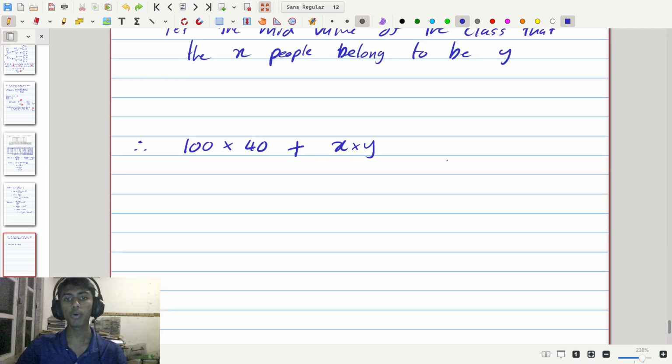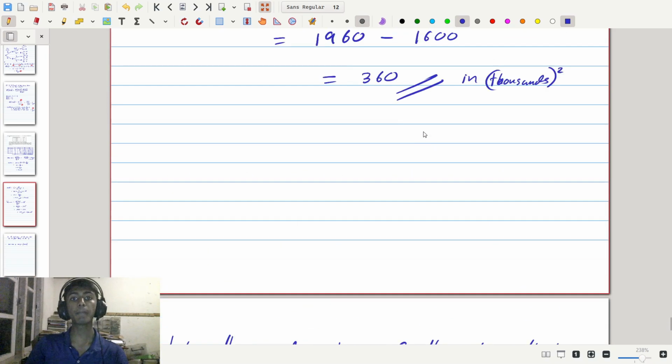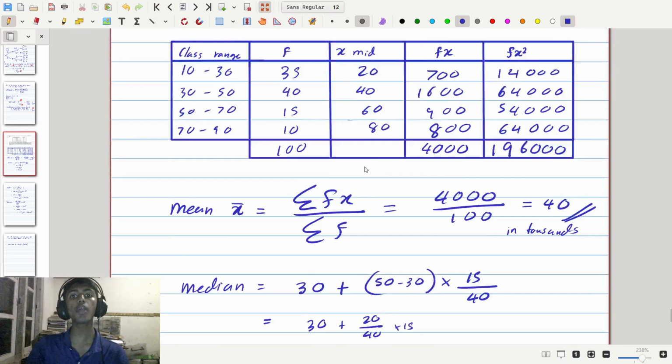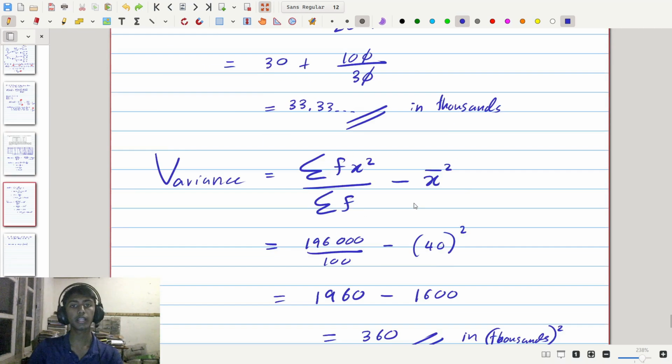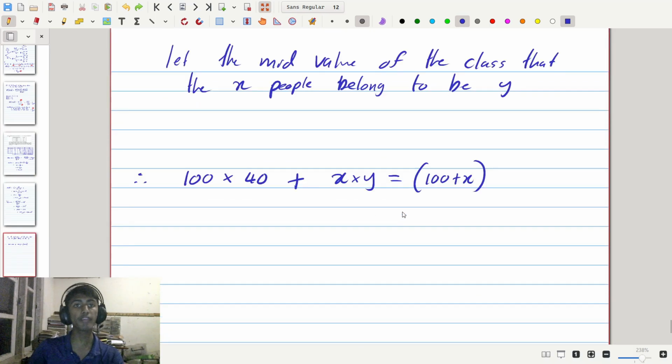And therefore, if we consider the total number of people, there's going to be 100 plus x number of people, and if the mean or average value of all of those people is also 40,000, then we can say that the total amount of money owned by those people when we add the 100 people to the x people is also going to be 100 plus x times 40,000.